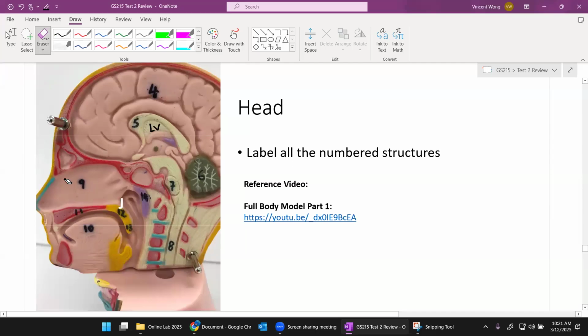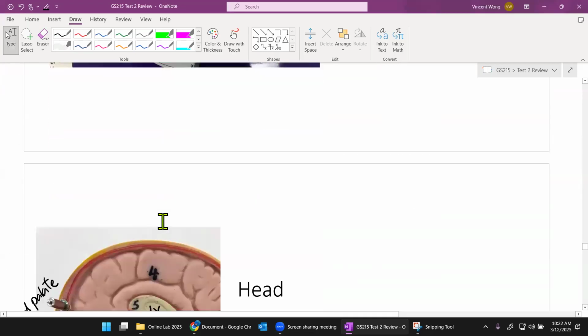Nasal cavity, hard palate. We learned that last class. The hard palate consists of 2 bones, right? The maxilla plus palatine. Soft palate is number 12. And then we have the uvula. Not sure why the letter J is there. It's probably from the previous slide. I forgot to erase it.